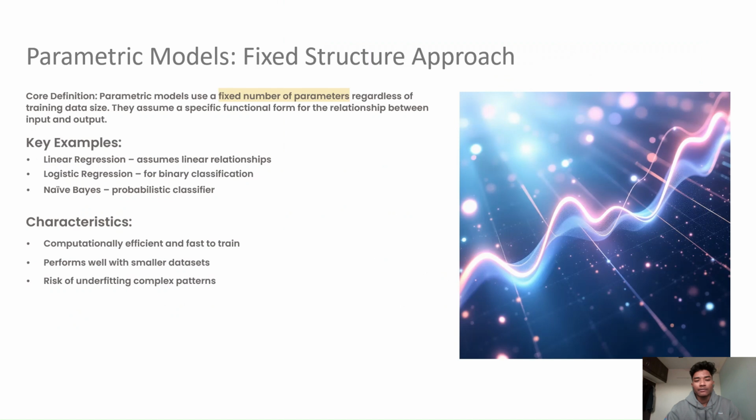First, parametric models. Parametric models are like fixed form equations. They assume a specific mathematical relationship between the input and the output. Examples include linear regression, logistic regression, naive Bayes. These models are fast, efficient, and work well with smaller datasets. But the downside is they might oversimplify things and interfere when the patterns are complex.